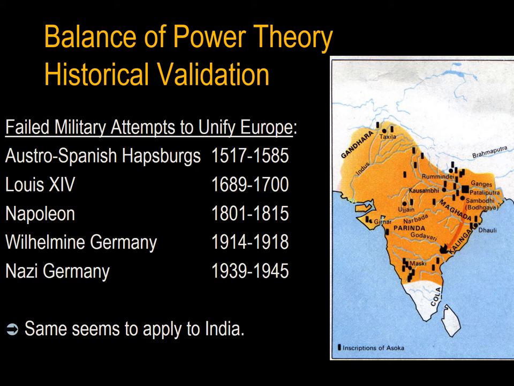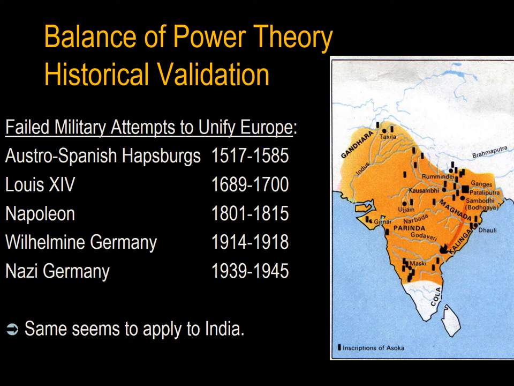So here we have a list of attempts to unify Europe: the Austro-Spanish Habsburgs, which lasted for a century with huge conflicts in Italy and in the cockpit of Europe, which is Belgium and Holland. Louis XIV's wars. He tried to expand all the way to Jerusalem, but was blocked by a coalition of Austrians, English, and Dutch. The Napoleonic Wars, which unified Europe for a while, but never overcame the resistance of England. The Wilhelmine Germans, that ultimately ended up in the First World War. And the attempt by Nazi Germany to create a new order in Europe.